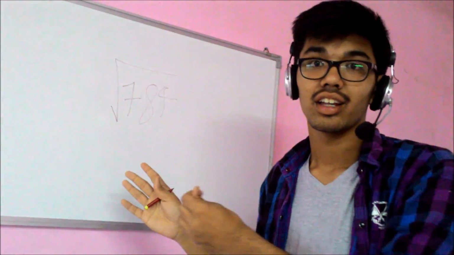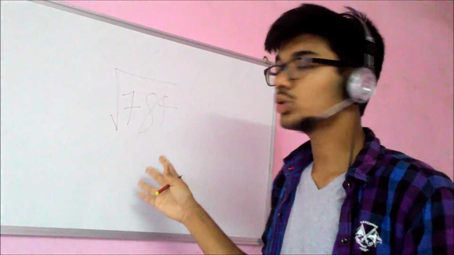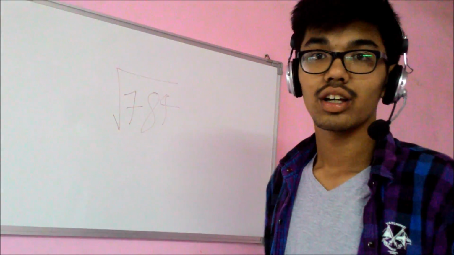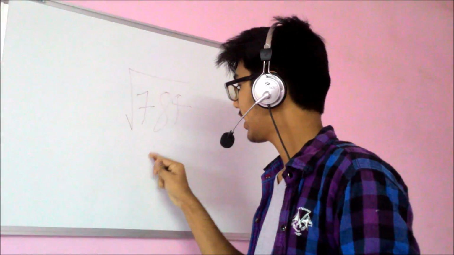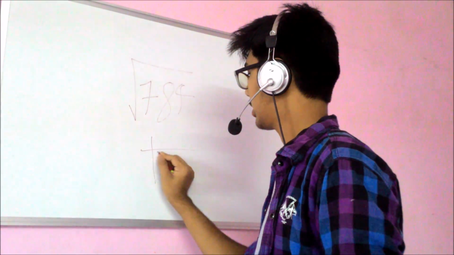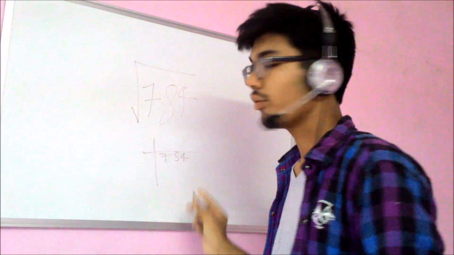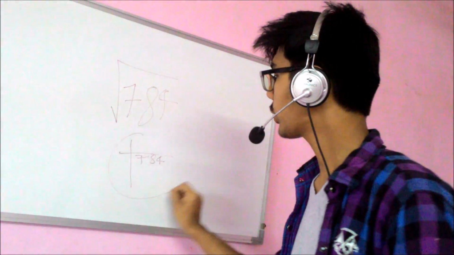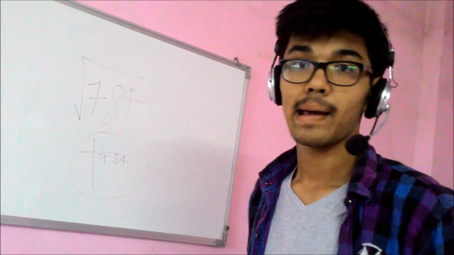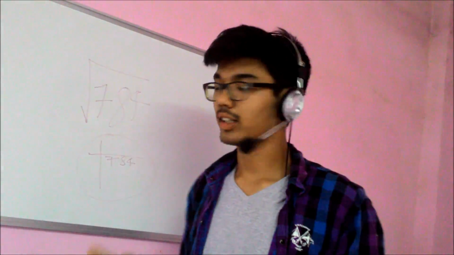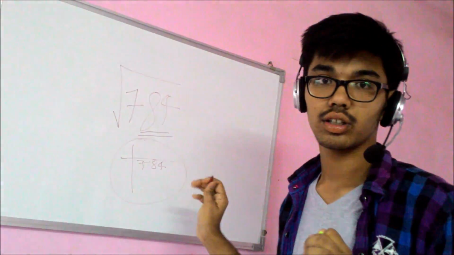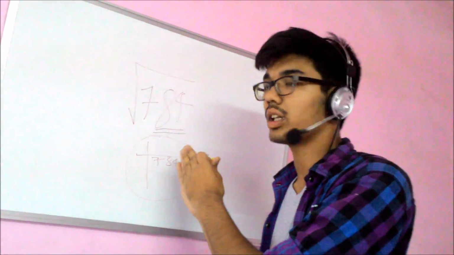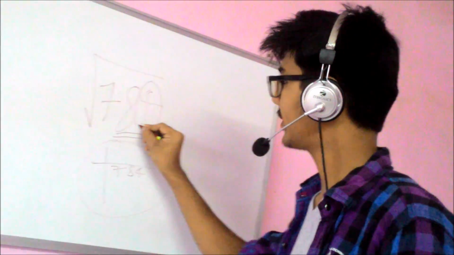Now, the square root of 784. We can see the number is not so large, but it's too difficult, too lengthy, too time consuming a process to find the square root of this number by this method. This is the real and old method to find the square root of any number. But the simplest method is that you take the last two digits of the given number. Now take the last digit of that number.